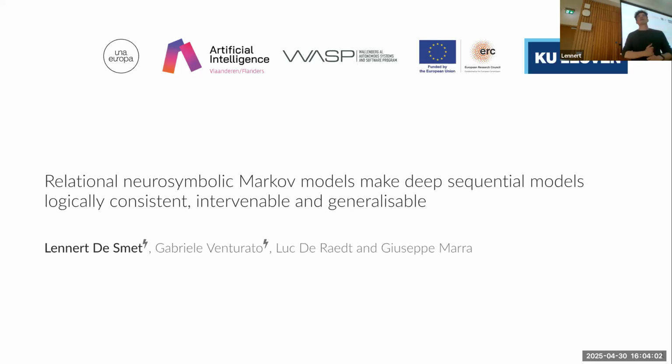In previous works that Lennert showed us, because he was already visiting us, he was dealing with, for example, combining discrete and continuous variables and having constraints over both. And this time, I think the focus is on sequence modeling. How can we have neurosymbolic systems where we have these sequences, but also want them to be interpretable, intervenable, generalizable? Lennert, the stage is yours.